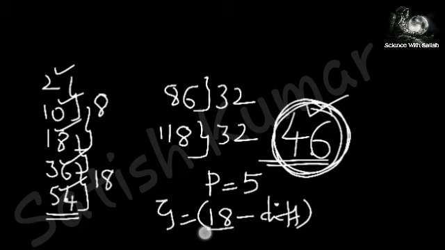If we remove this 8 from 18, it will be 18 minus 8, which is equal to 10. So the group number of the element with atomic number 46 is 10.